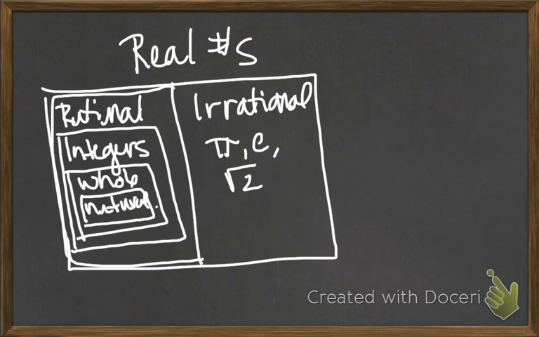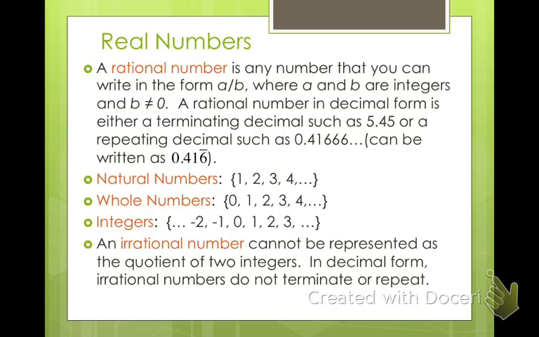So don't forget, rational is anything we can write as a fraction, A over B. Integers are positive and negative whole numbers. Whole numbers are 0 through infinity as long as they are whole. And natural numbers are counting numbers, 1, 2, 3, etc. Hope that makes sense to you, or it's at least clearer than mud.